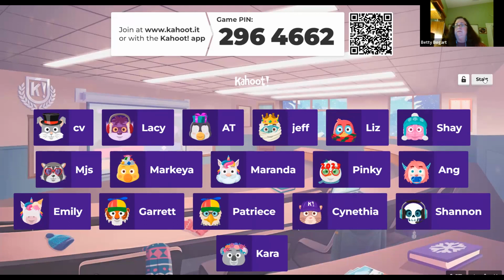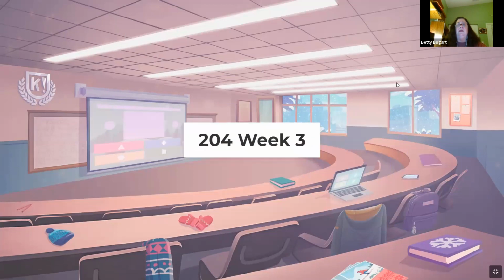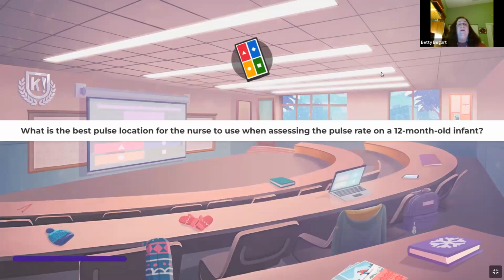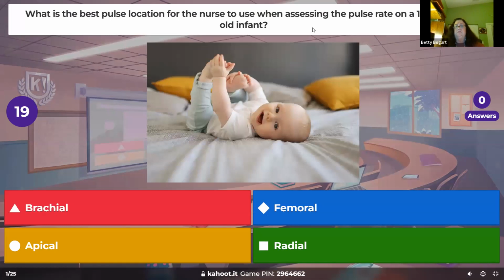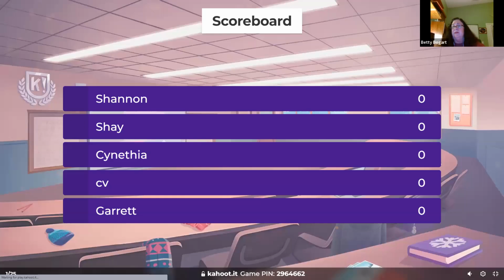All right, let's get going. Week 3. What is the best pulse location for the nurse to use when assessing the pulse rate on a 12-month-old infant? Remember, it's apical up to 5 years old for 1 minute is recommended so that you get a really good counting of the pulse.